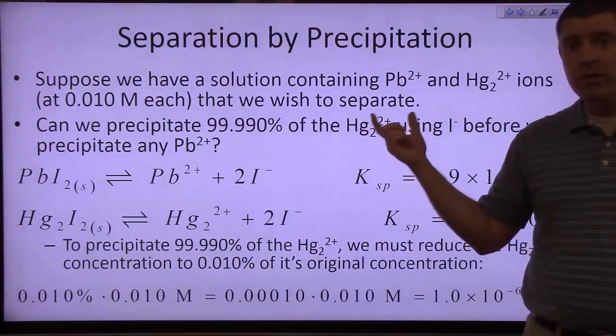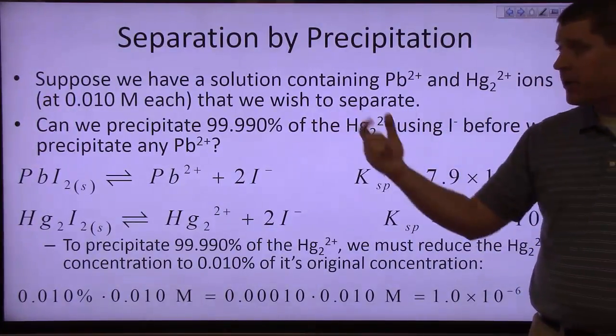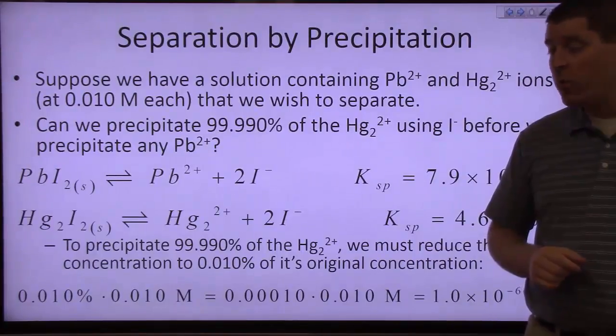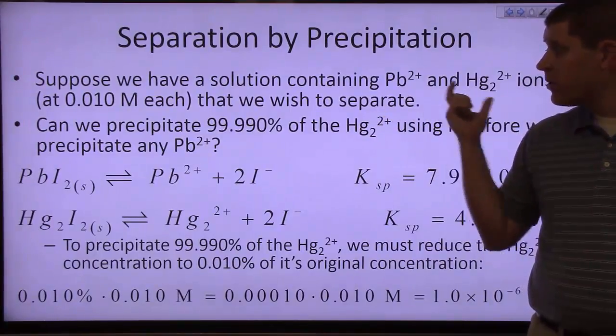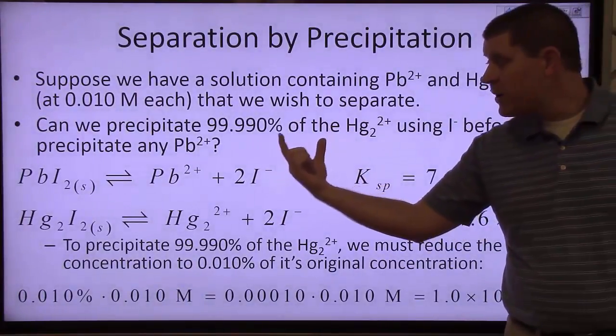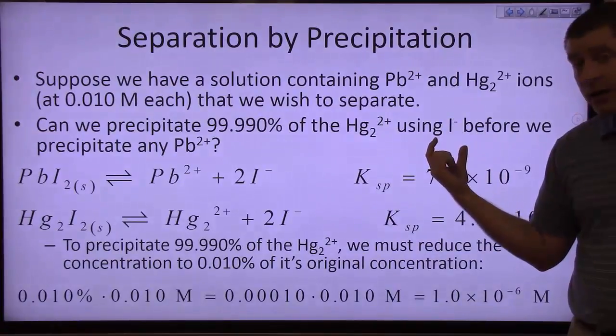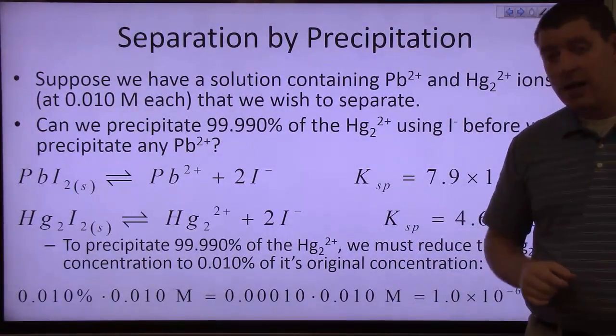So now suppose we have a solution containing lead(II) ions and mercury(I) ions at a concentration of 0.010 molar each, and we wish to separate those two ions from one another. So we want to know, can we precipitate 99.990% of the mercury(I) using iodide before we precipitate any lead?